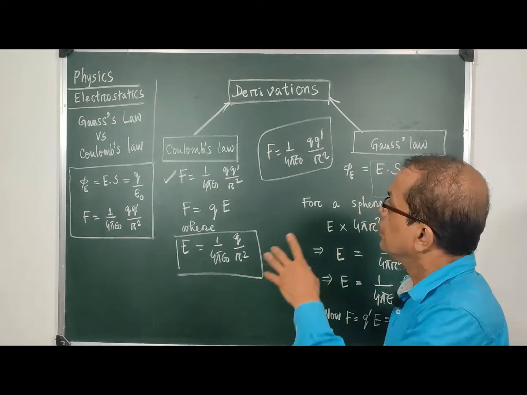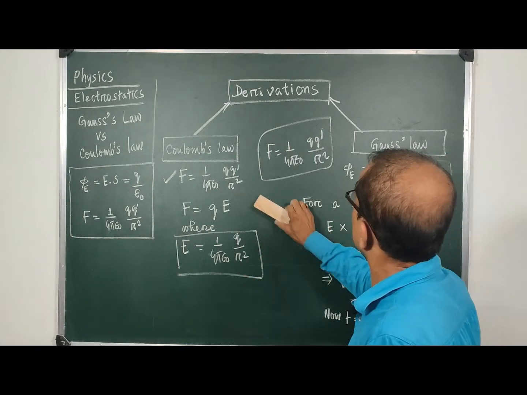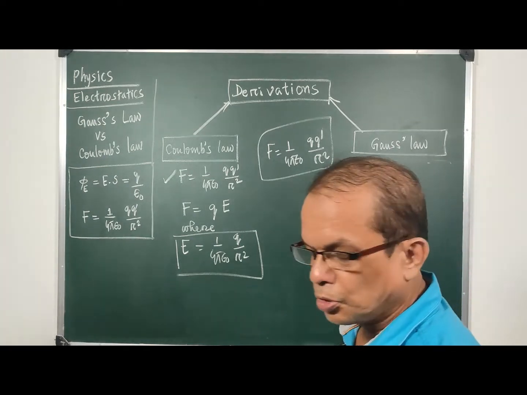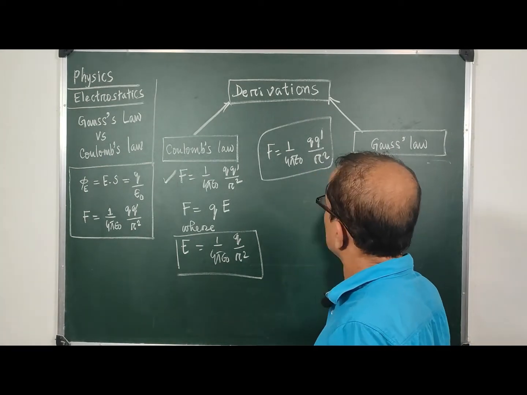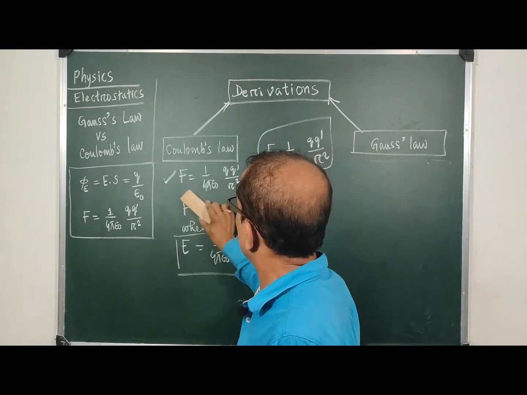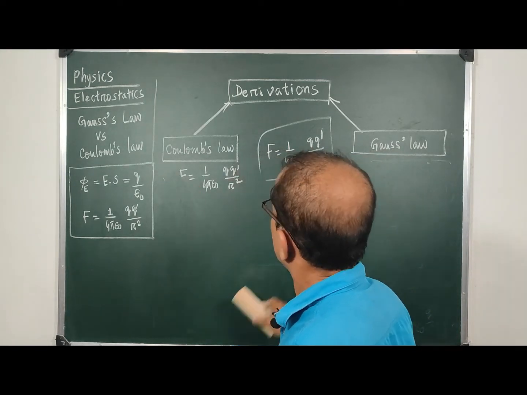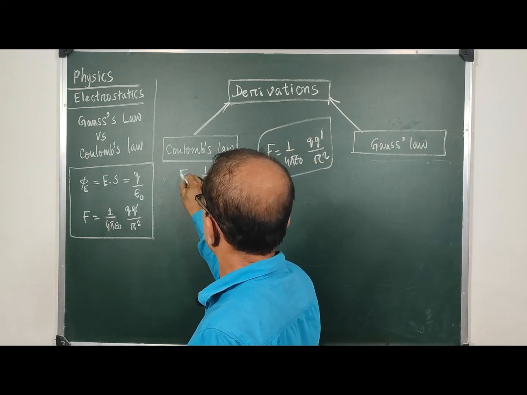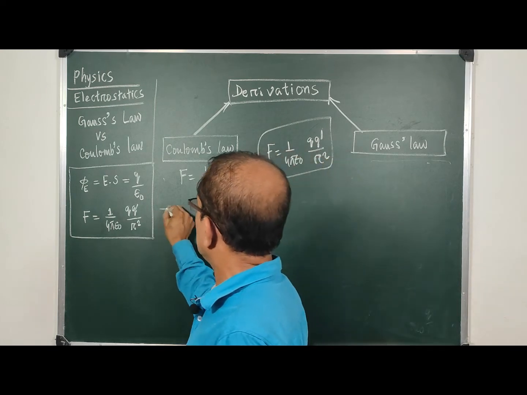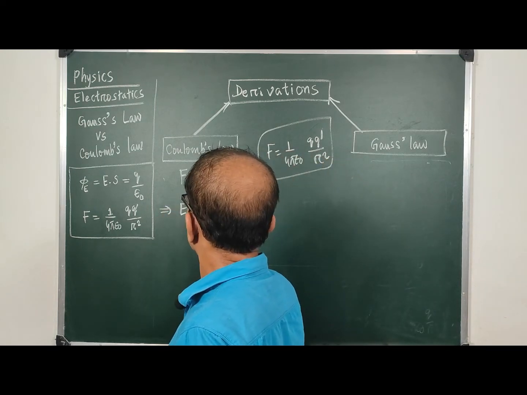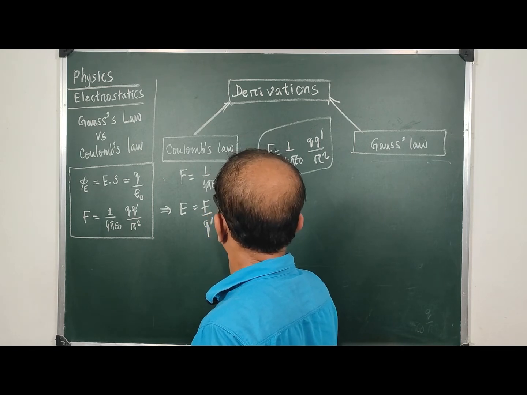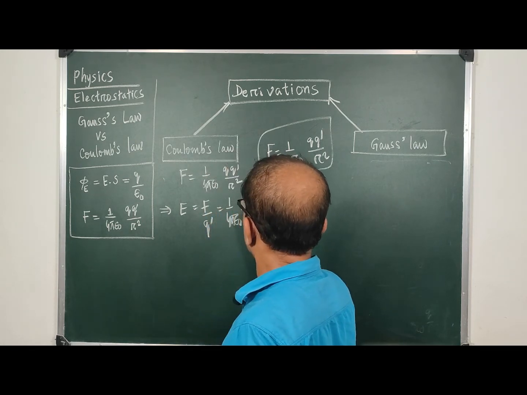Can we find Gauss law from Coulomb's law? In this section we are dealing with Coulomb's law, and from that we are trying to find Gauss law. So what is Coulomb's law? Coulomb's law is the force between two charges q and q dash is 1 upon 4 pi epsilon 0 q q dash by r square. So from this we get E is equal to F upon q dash, which is equal to 1 upon 4 pi epsilon 0 q by r square.